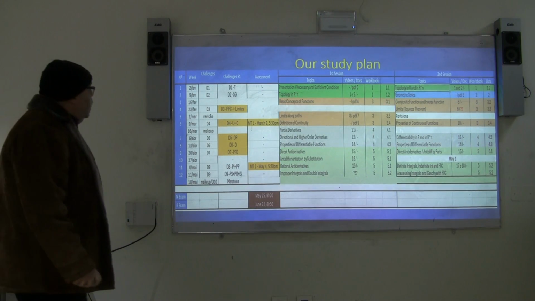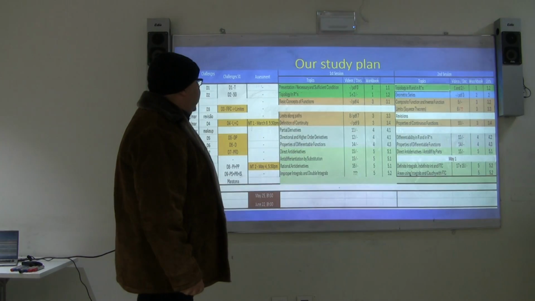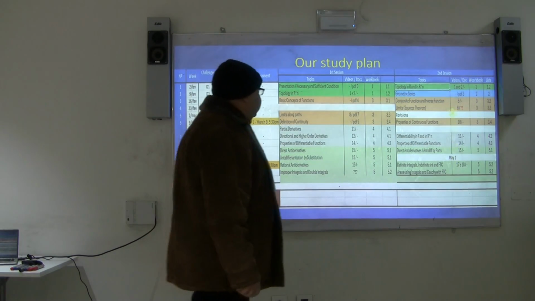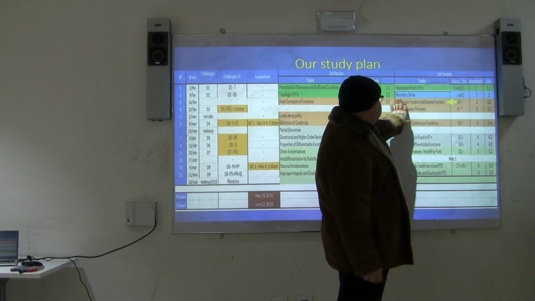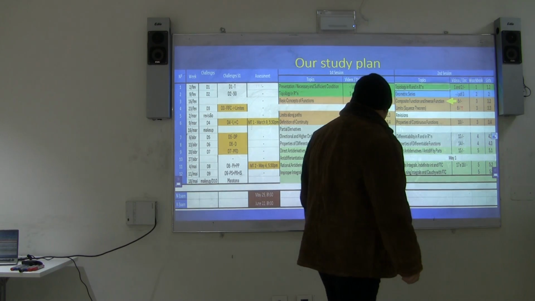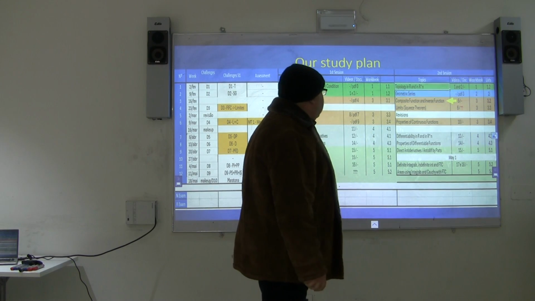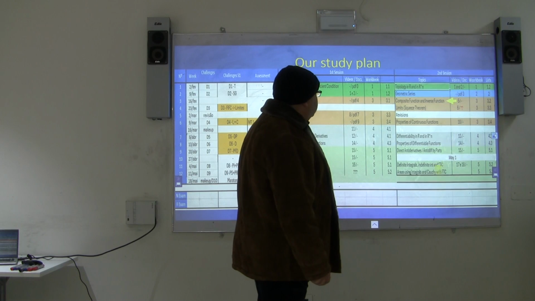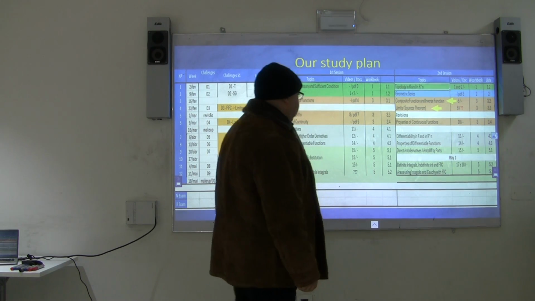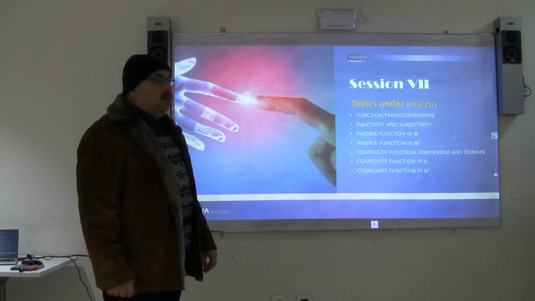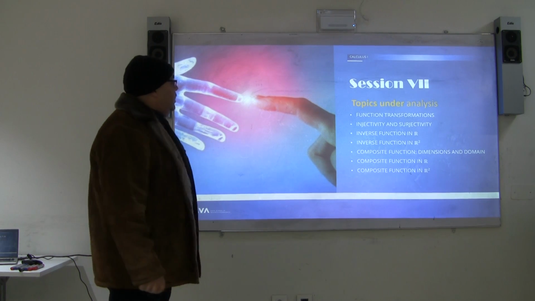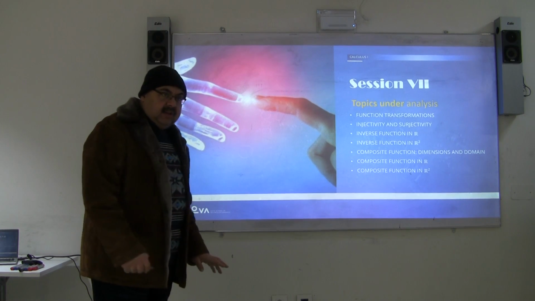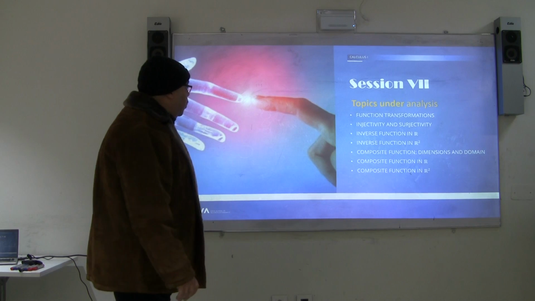Okay. According to our study plan, today we will continue the composite functions and inverse functions, and I will also try to go through the limits today, inshallah. So let's go for our agenda. This is our 7th and 8th settings. Hopefully we will be able to do all of this.